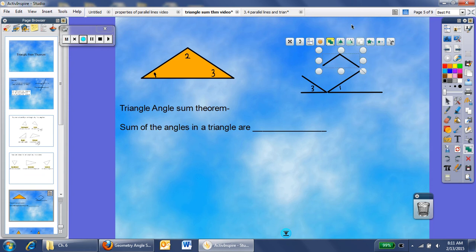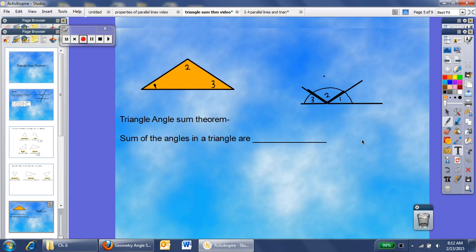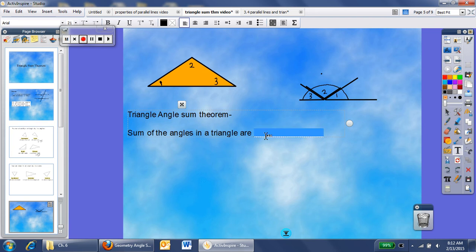Let me take this top angle and spin it around and move it in here, and you can see that it fits perfectly. And this is angle 2 from the triangle up here. What do you notice about angles 1, 2, and 3 now that we twisted them around and lined up? It should be pretty obvious that 1, 2, and 3 form a straight line, and so in this case they are supplementary.